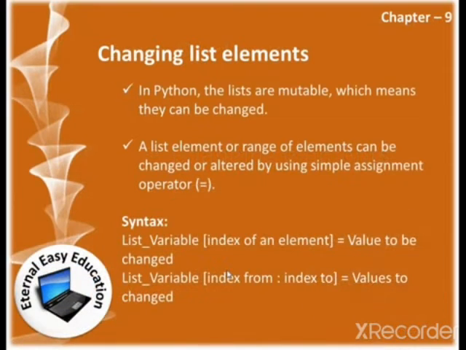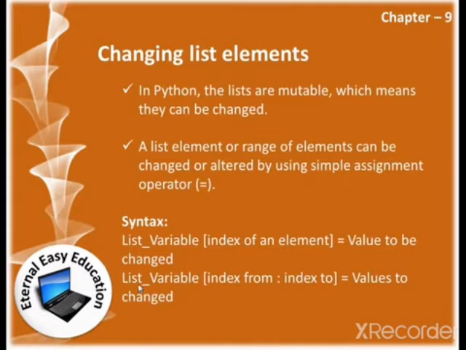Let's start the session. Changing list elements. In Python, lists are mutable, which means they can be changed. A list element or range of elements can be changed. That means a single element or set of elements can be changed or altered by using the simple assignment operator equal. The syntax is list name, within the square brackets we have to say the index value, equal, then the new value.